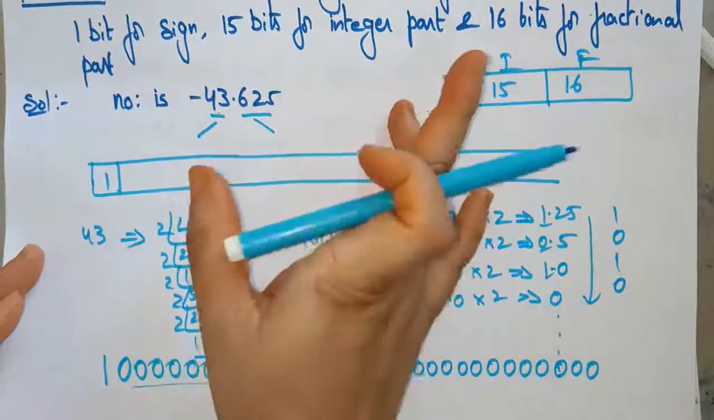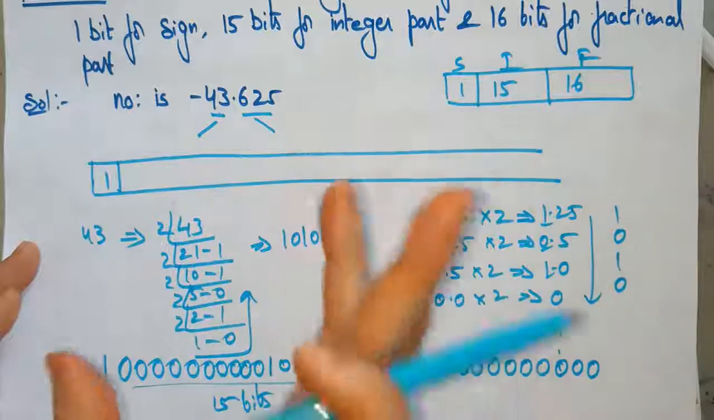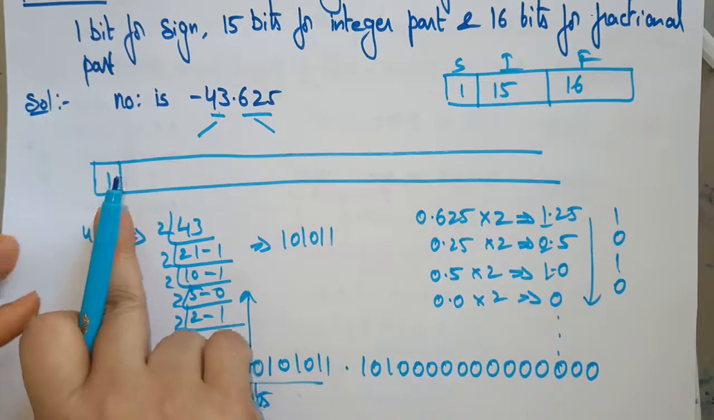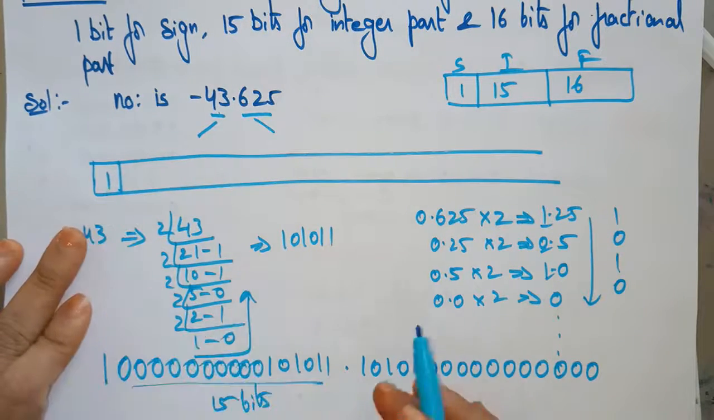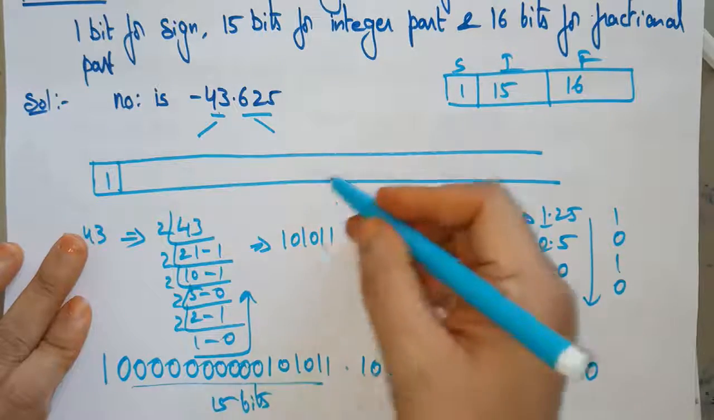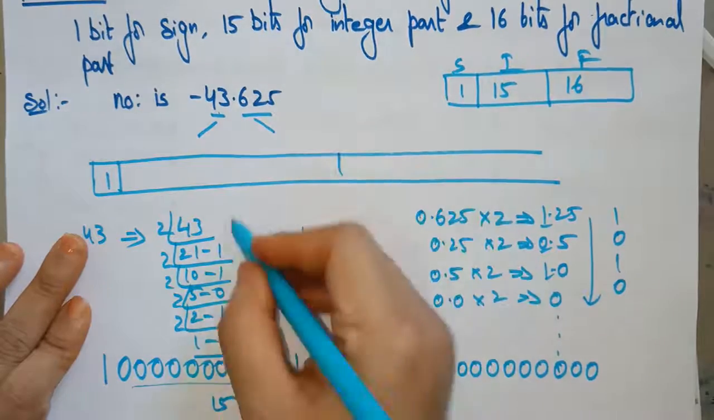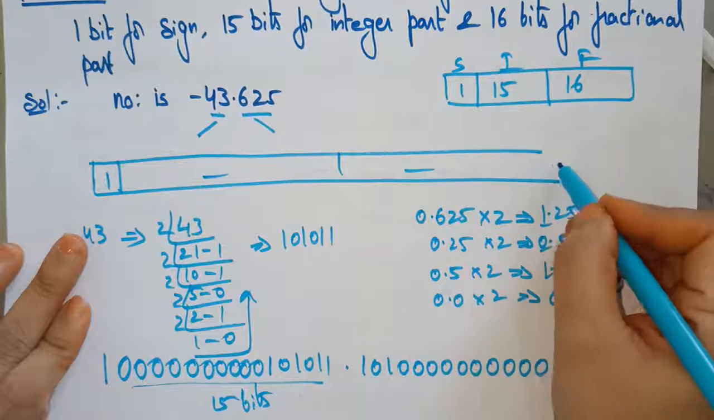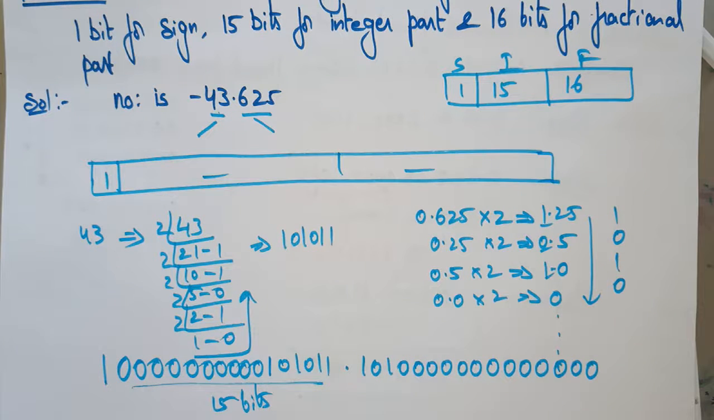They asked us to assume a 32-bit number which reserves 1 bit for the sign bit. So the 1 bit for the sign bit, I'm taking it as 1, and the remaining you need to write here. So the total 15 bits you copied here and total 16 bits you need to copy here. This is the way you need to represent it, right?